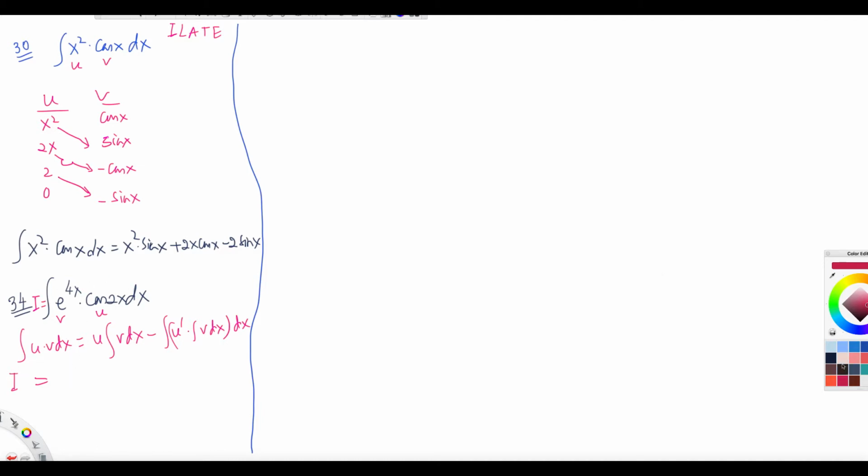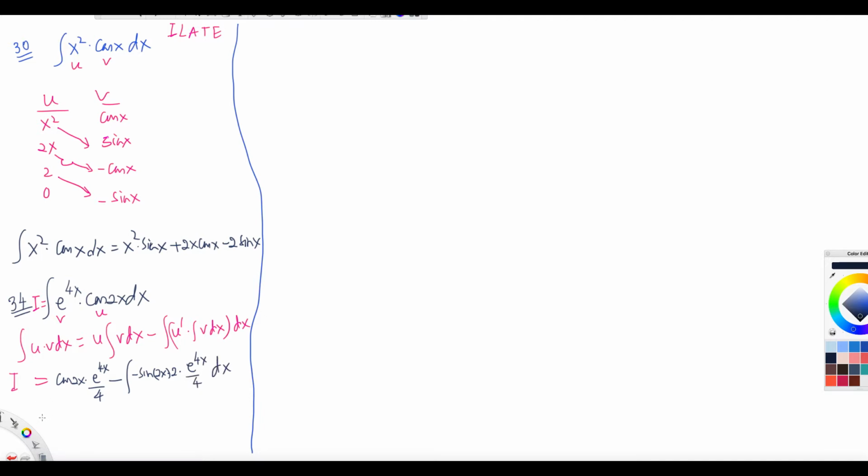So what do you get? Basically, you get, let me use this color. So u is cosine 2x. Integral of v. What is the integral of e to the 4x? It is e to the 4x over 4, minus the integral of the derivative of u. What is the derivative of cosine 2x? It is negative sine 2x times 2. That is the derivative of cosine 2x. Times the integral of v, which is again e to the 4x over 4, and then dx.